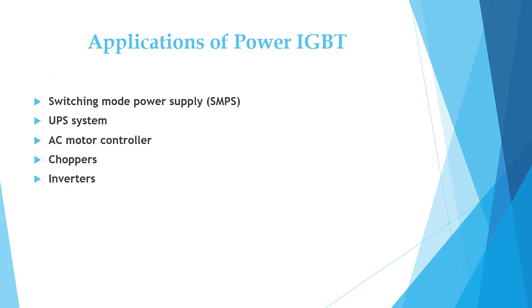And in AC motor controls, we are using power IGBT as switches. In choppers, meaning DC-DC converters, there also we are using power IGBT as a chopper switch. In inverters, meaning switching mode power supplies, UPS and inverters, in all these cases the same thing is happening.